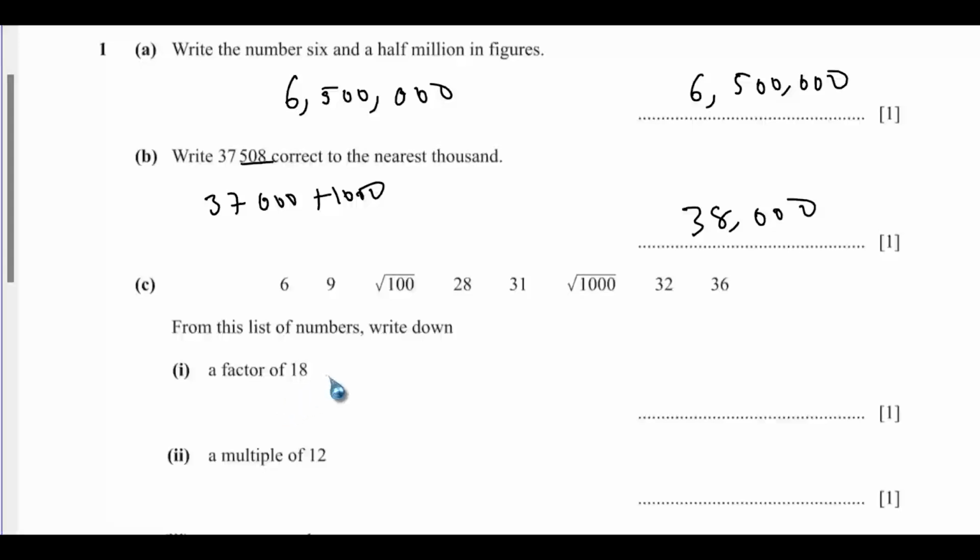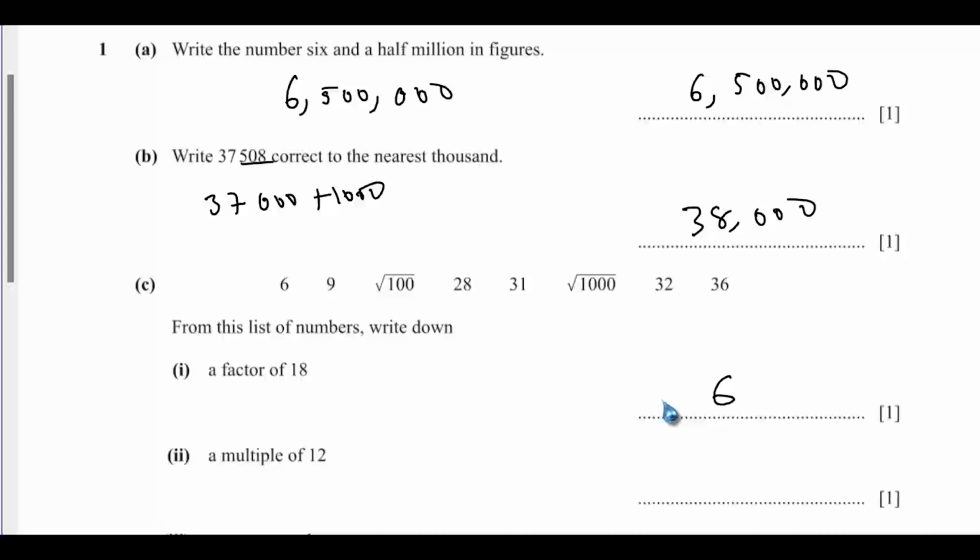1c, from this list of numbers, write down a factor of 18. A factor of 18 would be a number that can divide 18 without a remainder. So in this case, 6 and 9 can divide 18 without a remainder. So therefore, any one of them could be your answer. So you could write 6 and you could write 9.